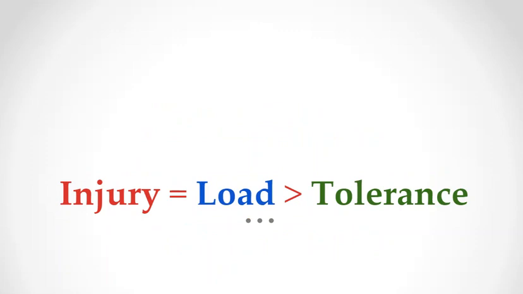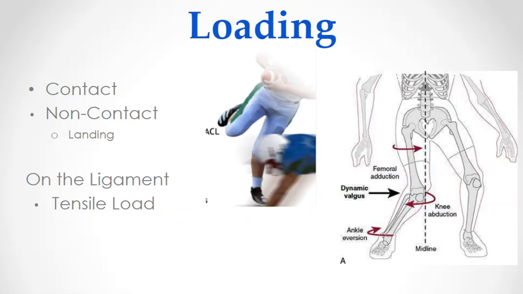All right, so first I want to remind you that very simply, injury is when the loading on the tissue exceeds the tolerance. And tolerance is just the strength of the tissue. So let's look at the loading on the anterior cruciate ligament.